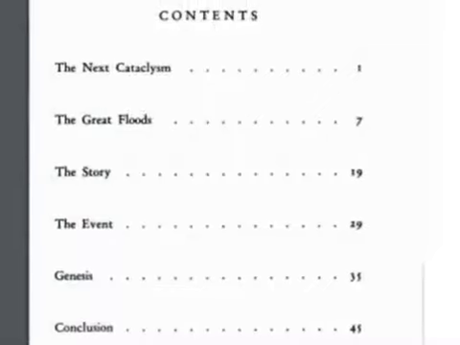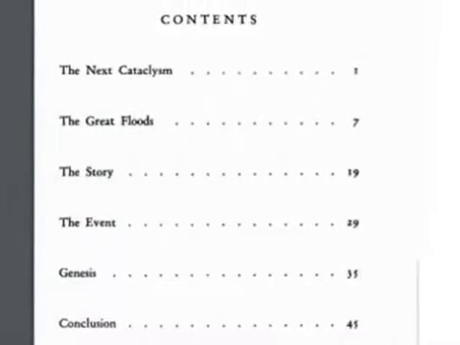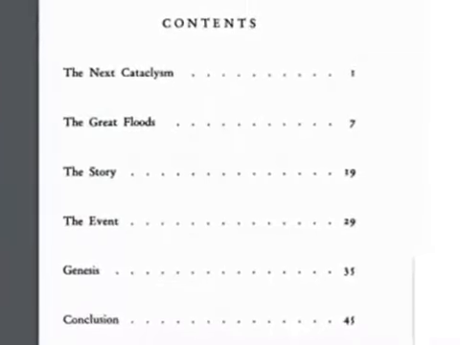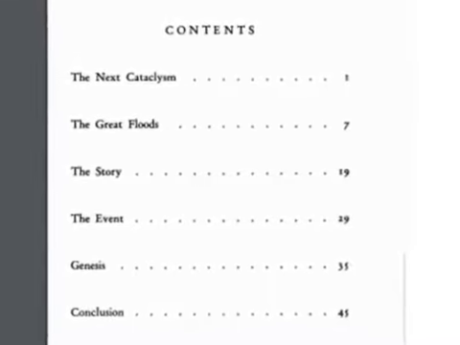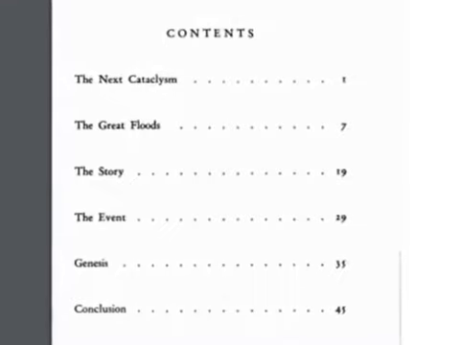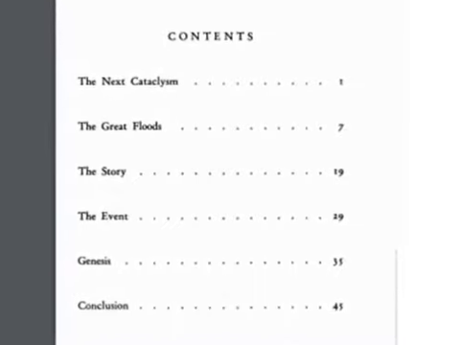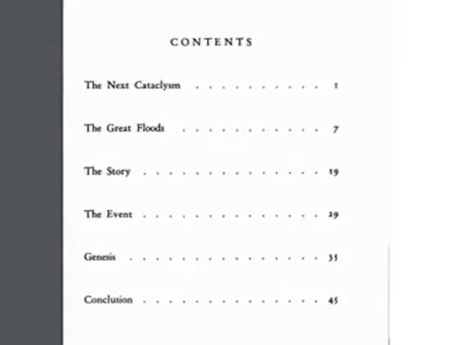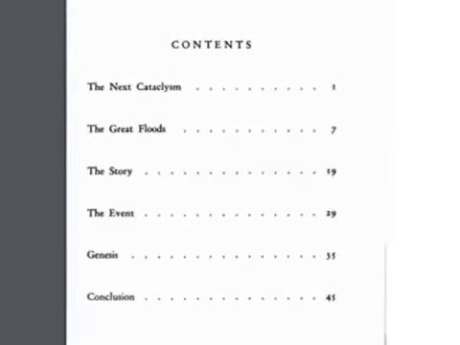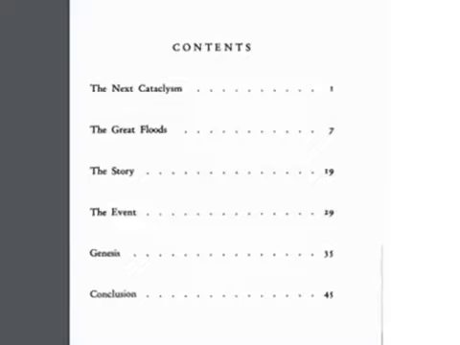As you can see, this is the contents page, which comes a few pages after those 4 pages of information that don't really seem to fit this book. The topics here range from the next cataclysm to the Great Floods, the story, and other things. We're going to get into those various topic matters, or at least a few of them. We're going to do that right now.